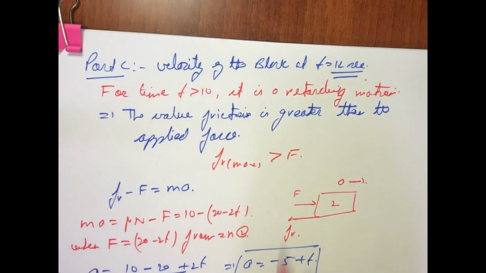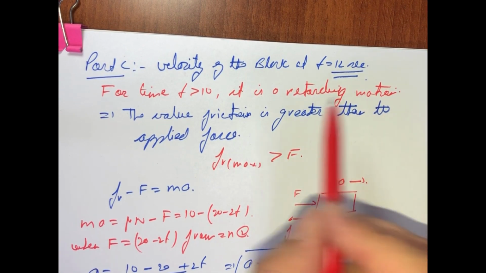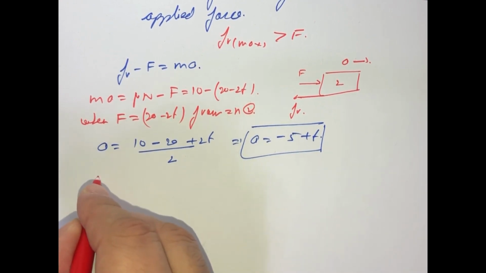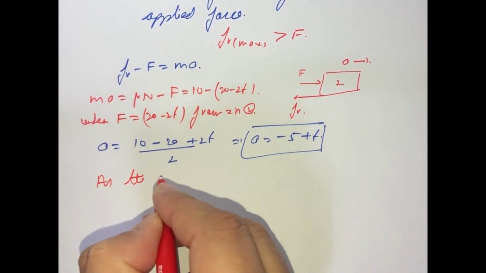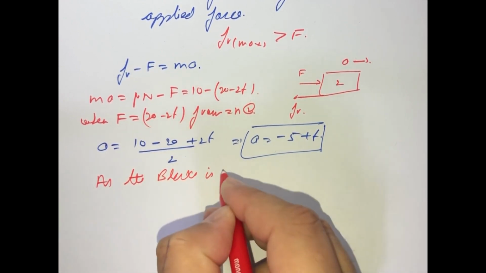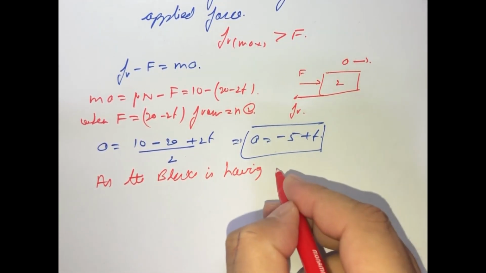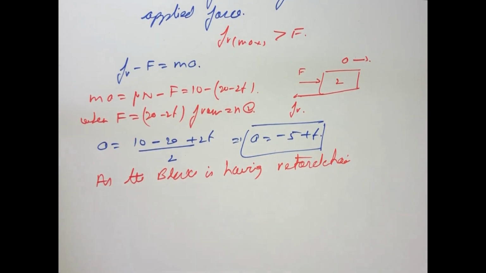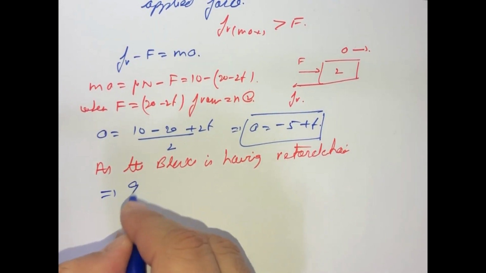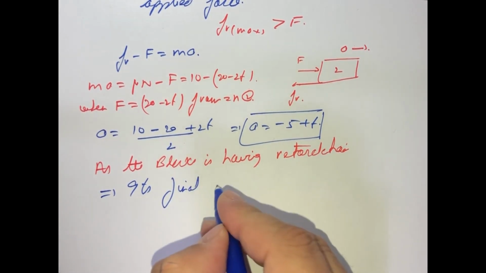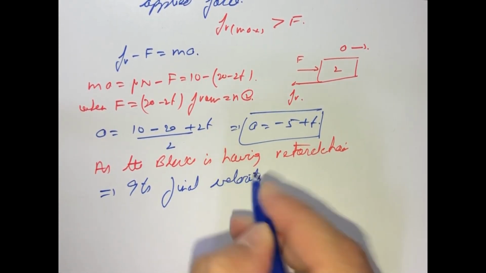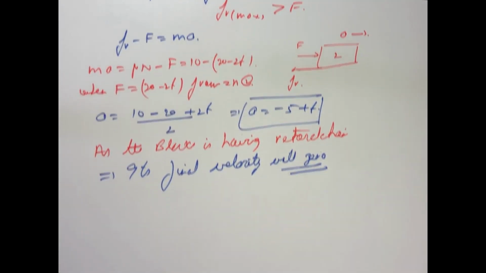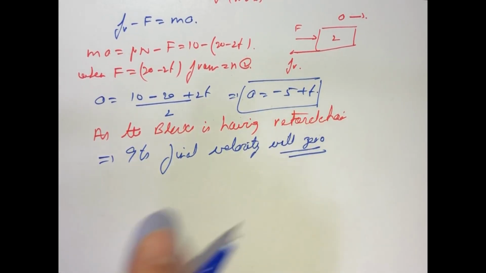So, as it is a retarding motion, therefore the final velocity will be equal to 0. So we can say, as the block is having retardation, therefore its final velocity will be 0. So we are going to find out the time at which this final velocity will be 0.